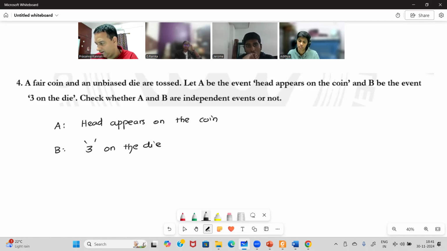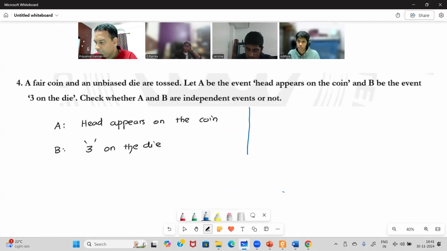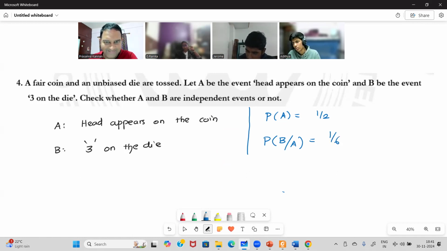Now let us prove it, correct? Because what comes on a die doesn't depend on what came on the toss, correct? Yes, sir. But anyways, we will prove it now. So can you tell me what is the probability of A, Ranika? A is 1 by 2, sir. Correct. What is the probability that 3 occurred on the die given that the coin was tossed and head appeared? 1 by 6, sir. It doesn't matter, right? Yes, sir. Exactly. So you can clearly see.